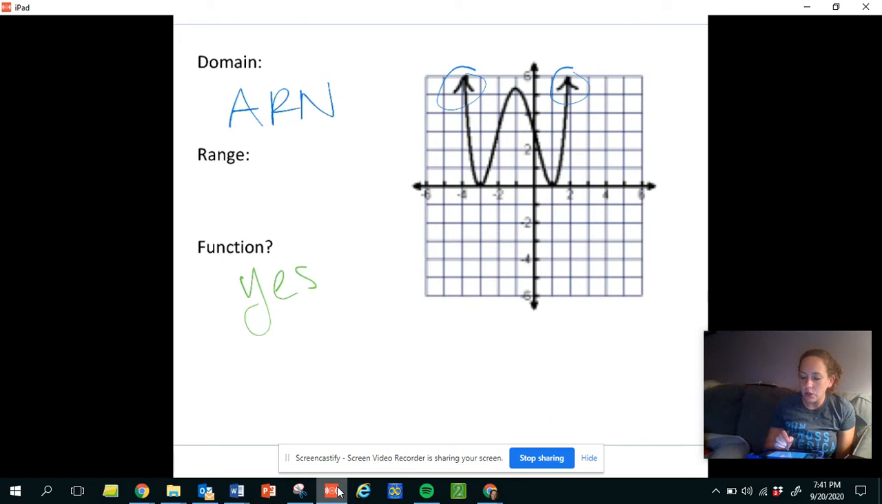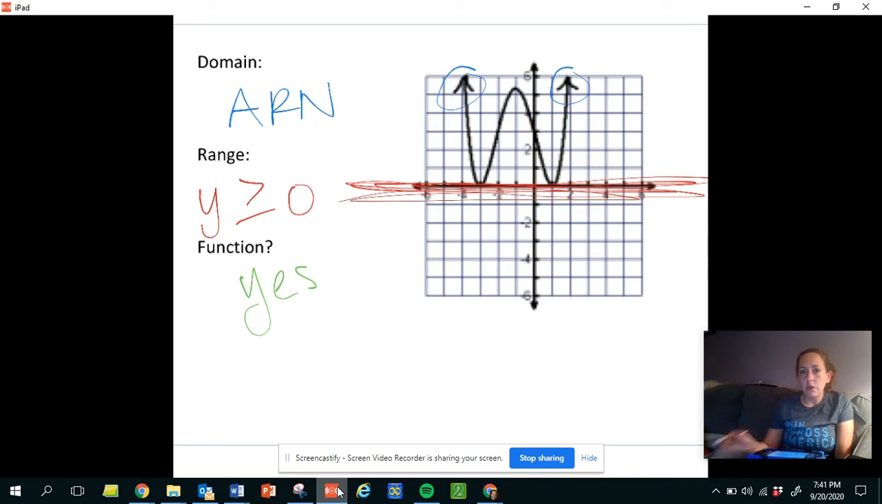For my range, I do have a boundary. It never goes below this point. So I'm going to say my boundary is 0, and since all the points are above that, it is greater than or equal to 0. So remember, with domain or range, we're looking for boundaries, and we're looking for if it's above, below, left, or right, bigger or smaller, that sort of thing.